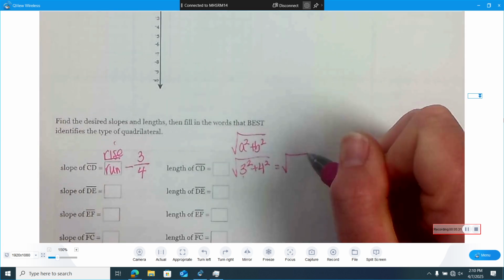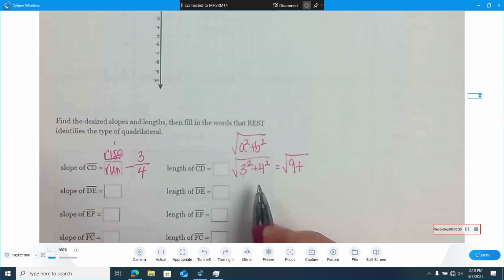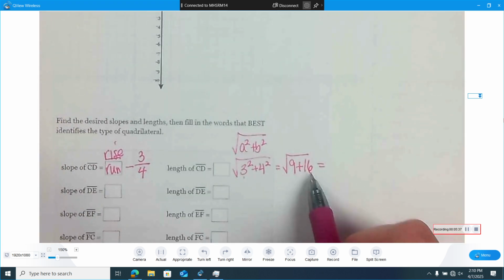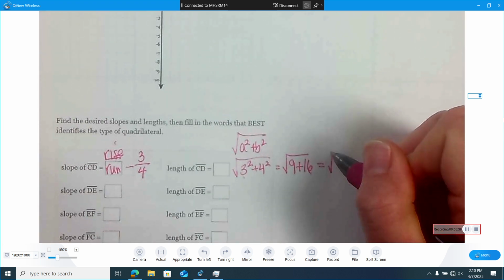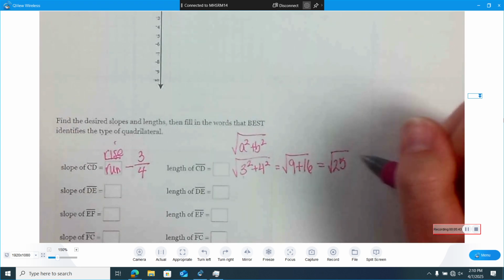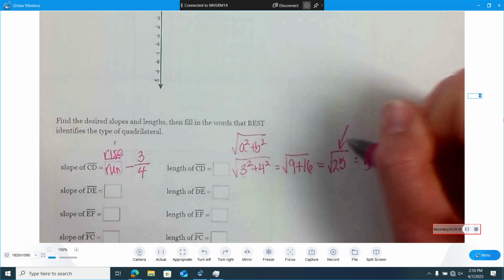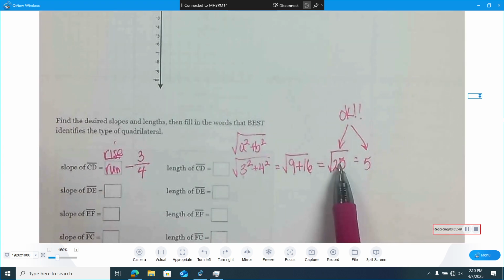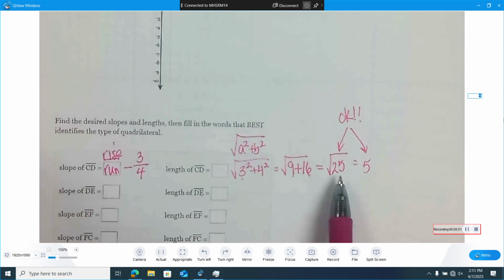9. And what is 4 squared? 16. And what is 9 plus 16? 25. Hey, and what is the square root of 25? 5. Okay. Either of these answers are okay. We can leave it as radical 25. It's a perfect answer. It's not simplified, but it's totally fine.